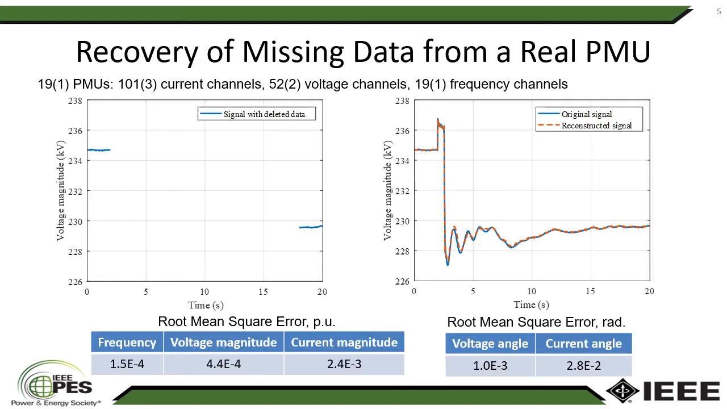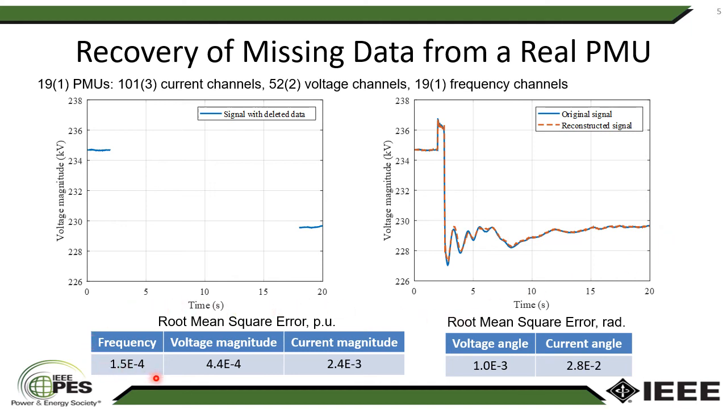We tested the proposed approach on real PMU data from the New York system. The data came from 19 PMUs, 100 inverted current channels, 52 voltage channels, and 19 frequency channels. We deleted 16 seconds of data from one PMU that had 3 current, 2 voltage, and 1 frequency channels, and recovered it using the proposed approach. As you can see, the recovery trajectory closely follows the original trajectory before data deletion.